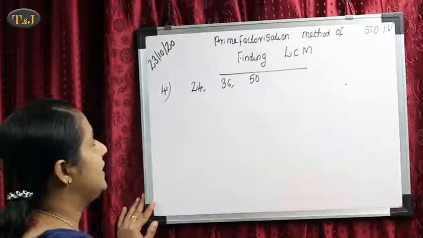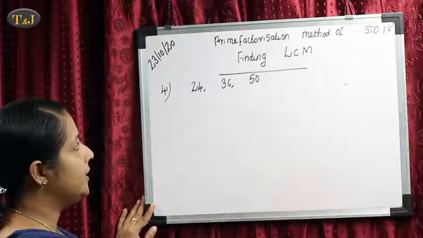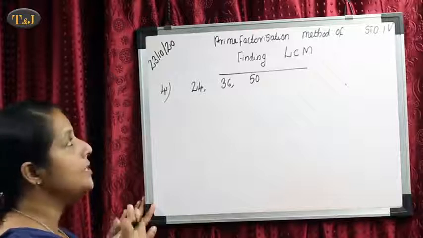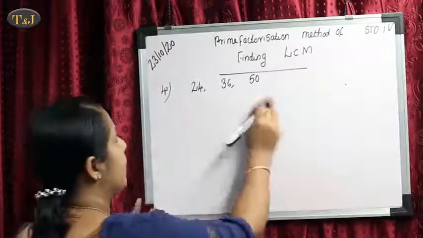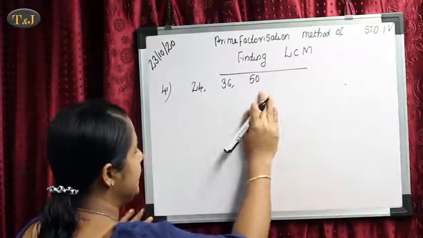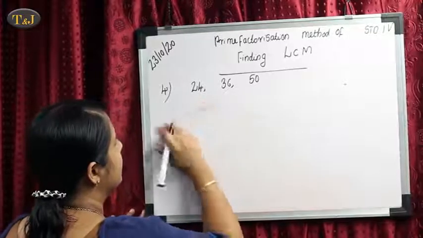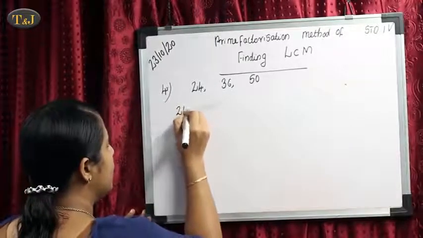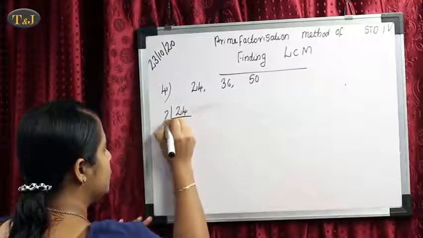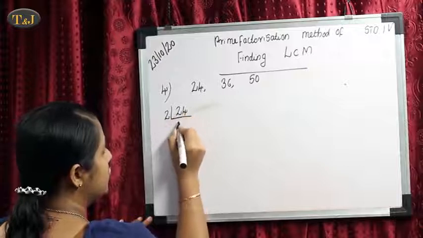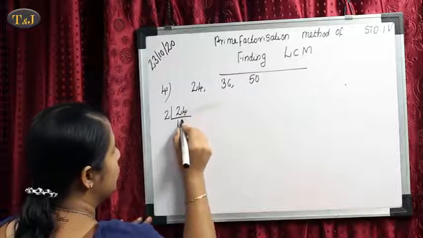Okay. Then our next example, take the numbers 24, 36 and 50. There are 3 numbers and we use the prime factorization method for finding LCM. First we find the prime factorization of these 3 numbers. First our number is 24. Then the one's place value is 4, so it is divisible by the number 2. In 2's table we got the answer 2 as 1 time. Then in 2's table we got the answer 4 as 2 times.